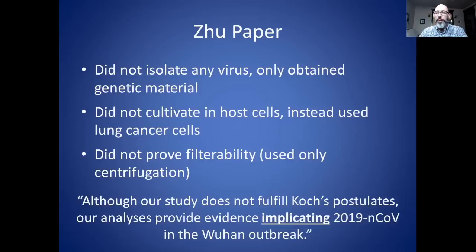And this is what they said in their conclusion. So once again, an honest author. Although our study does not fulfill Koch's postulates, so they acknowledge that outright, our analyses provide evidence implicating 2019-nCoV in the Wuhan outbreak. So we have association, and we have implication. So this is nowhere near causation. This is preliminary findings that basically suggest that you need to do some more studies and actually apply the Rivers criteria if you want to prove causation.